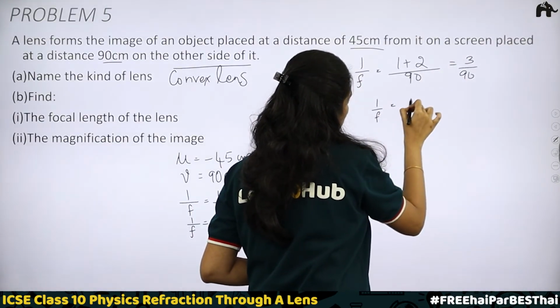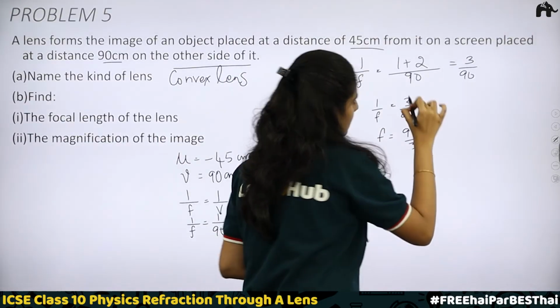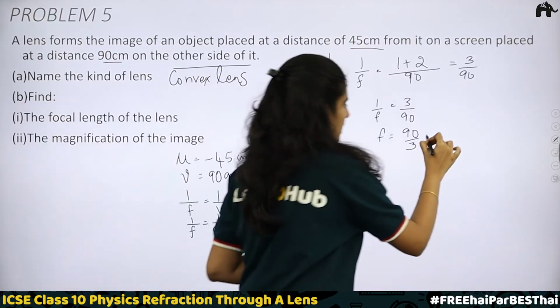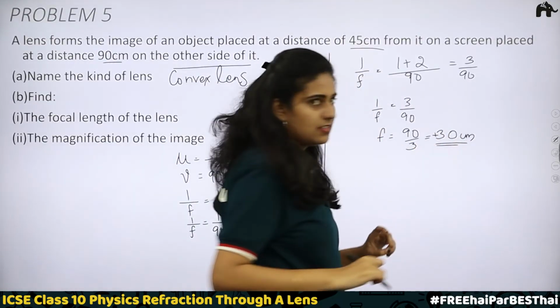1 by f is equal to 3 by 90, which means f is equal to 90 by 3. What is 90 by 3? 30. Okay, 30 centimeter is the focal length. We are getting positive value.